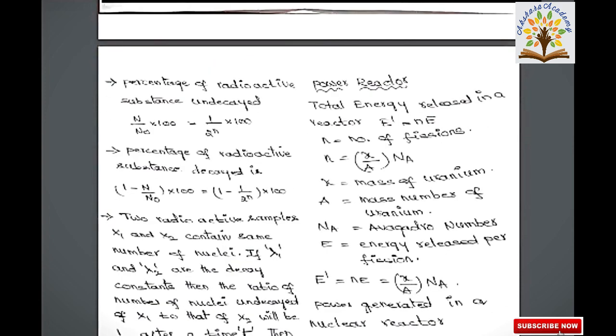And the probability of a nucleus disintegrated in a given instant of time t is given by Pd is equal to 1 minus Ps, that is equal to 1 minus N by N naught, or 1 minus 1 by 2 to the power of n. The percentage of radioactive substance undecayed is given by N by N naught into 100, which is equal to 1 by 2 to the power of n into 100. And the percentage of radioactive substance decayed is given by 1 minus N by N naught into 100, which is equal to 1 minus 1 by 2 to the power of n into 100.